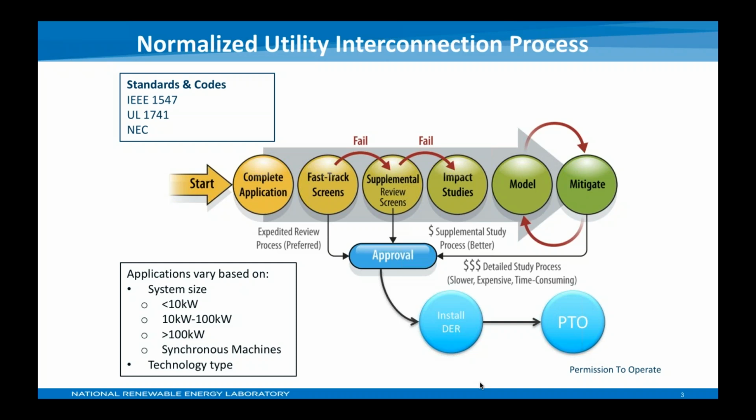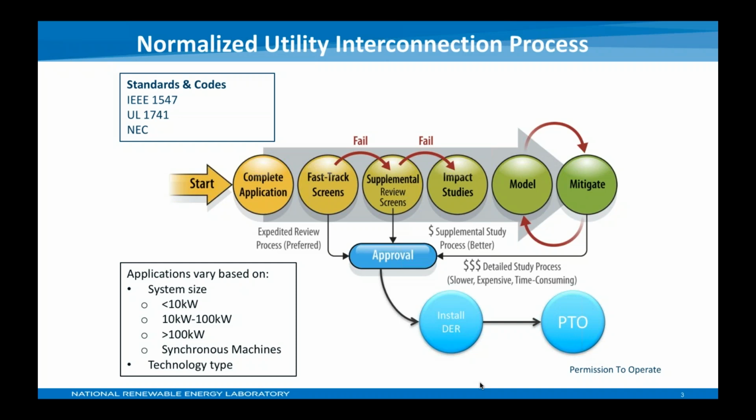Or if you fail the fast track screen, then you move into the supplemental review screens. And if you fail those, then you have to move into the more expensive, time consuming impact studies and field verification data for approval or for recommendation of a mitigation strategy. So I think one of the things that is very important to think in general with DER interconnection is how to improve the fast track screens and make them specific to the conditions that the distribution utility company is seeing, and try to learn from that to also inform the supplemental review screens.